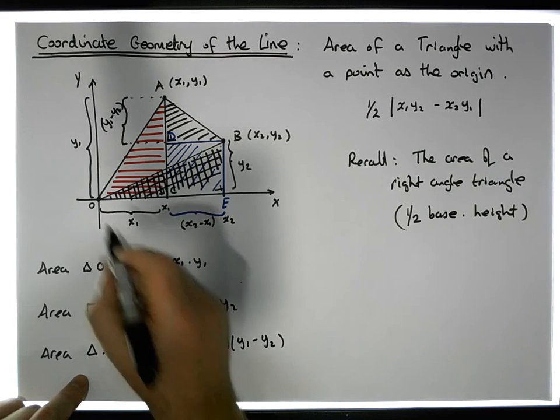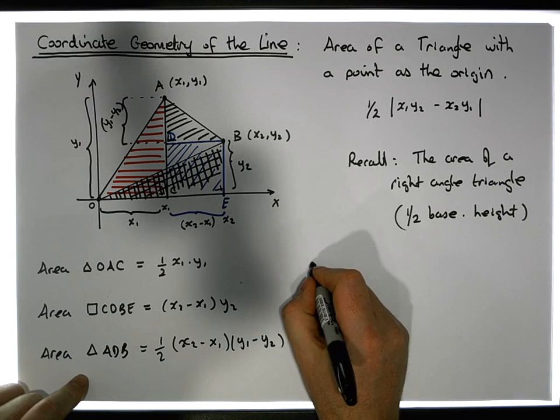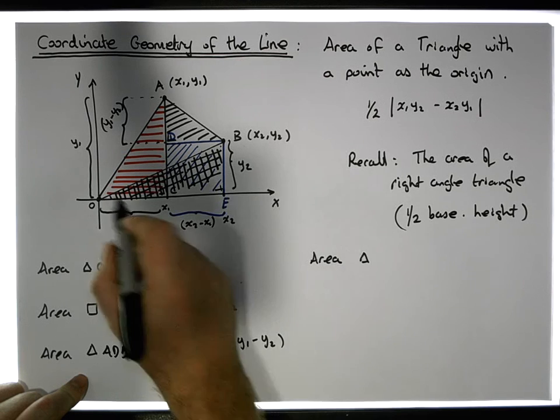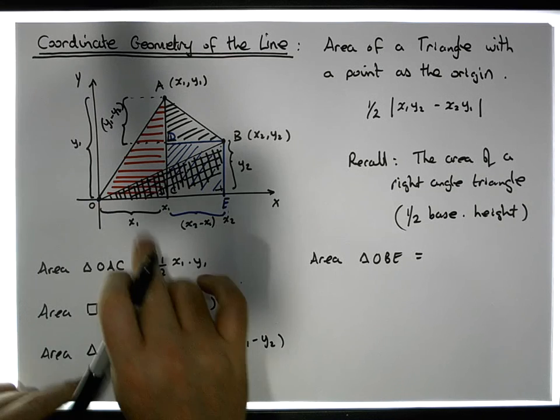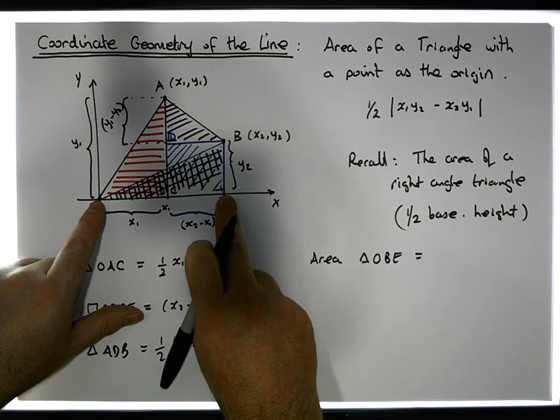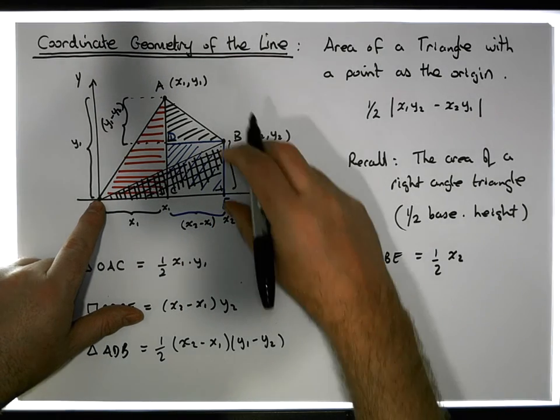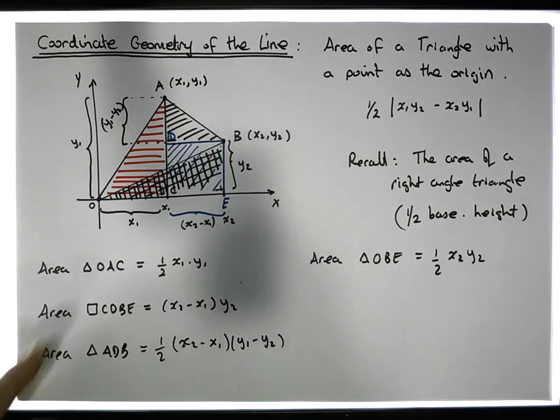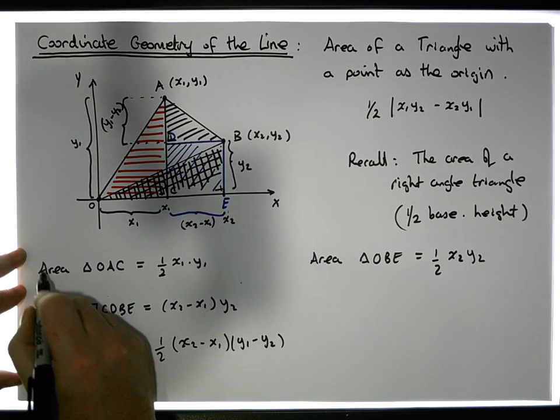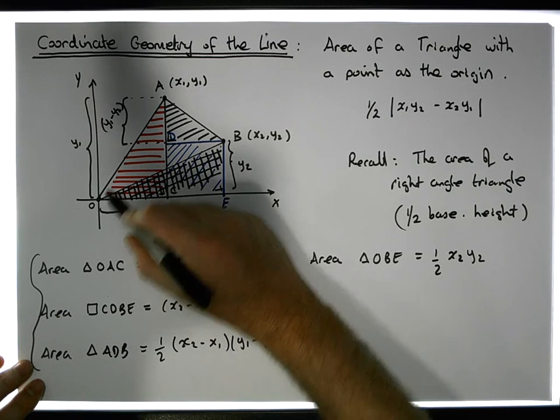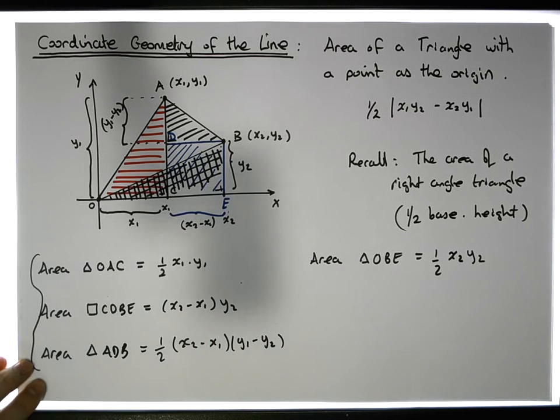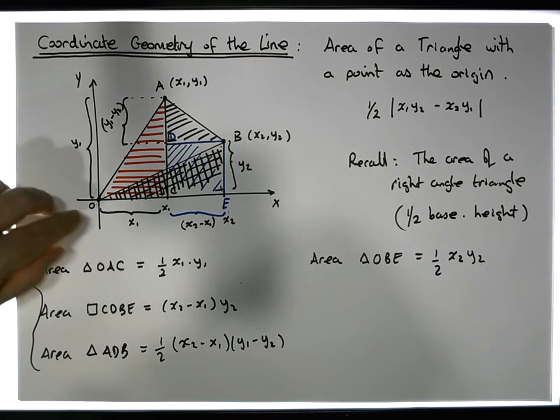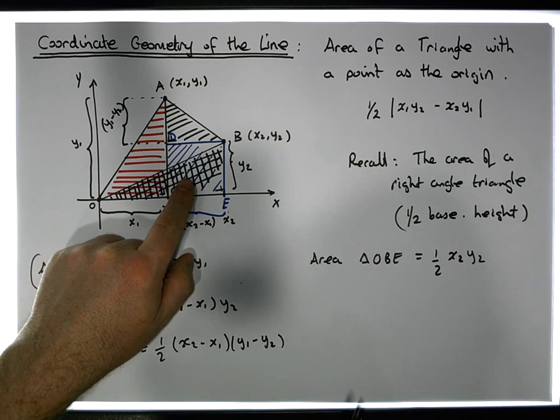So the area of the triangle OBE is half the base. And the width of the base is x2, so it's half of x2 times the height of it, which is y2. So this is the total area of this particular structure, 1, 2, 3, 4, this polygon, the sum of them. But we don't want that. We want the triangle, so we need to take away this particular area here.